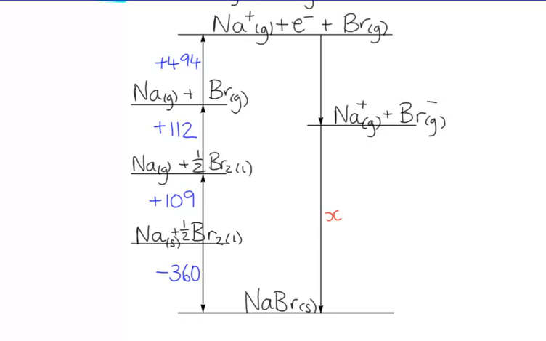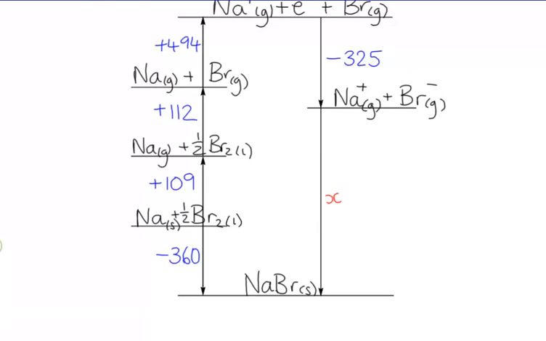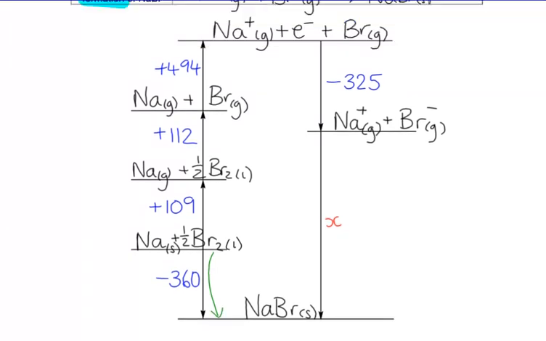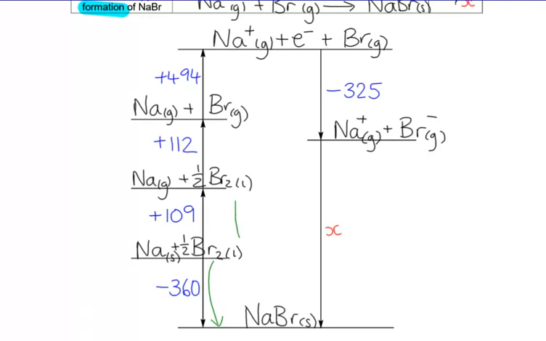And then the last change, if we look at this, the Na plus gas has stayed the same, but the electron and the Br have become Br minus, and that has a value of minus 325, which looks good because it's pointing down. And now we have our cycle. And what we know about our cycle is that the direct route, which is from the elements to the compound at the bottom, is going to be equal to our indirect route, which goes all the way up and round and down here.